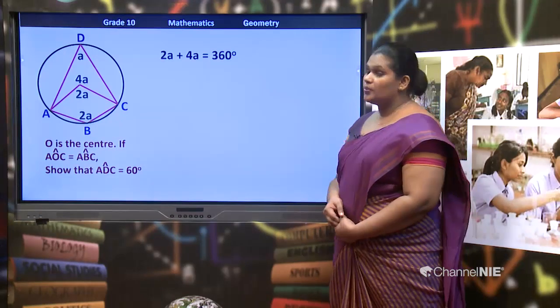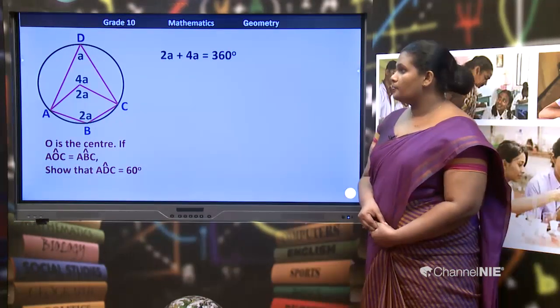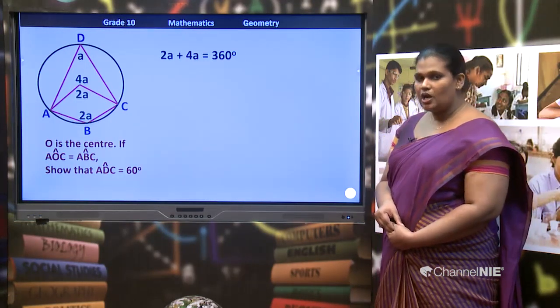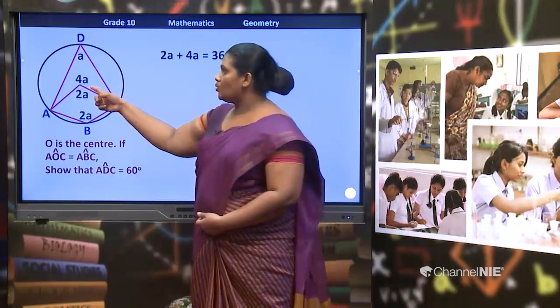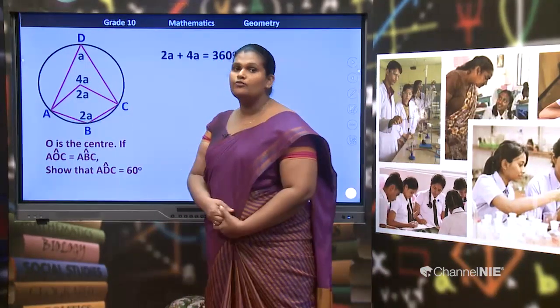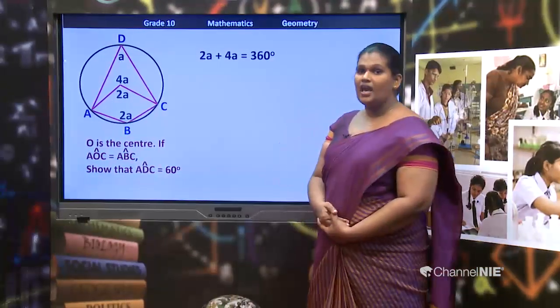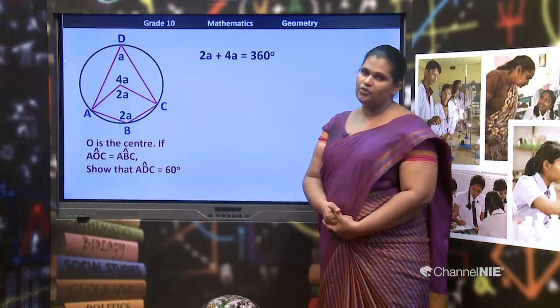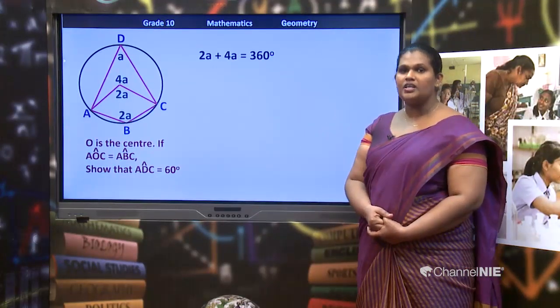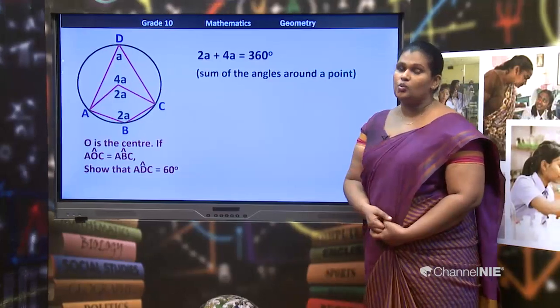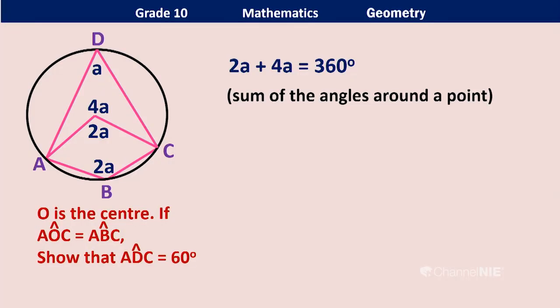Right. So, we can say 2A plus 4A is equal to 360 degrees. How did we get that? Here around O we have got 2A and 4A. When we add these two, it is the angle around a point. So, we know that the sum of the angles around a point is equal to 360 degrees. So, we get 2A plus 4A equals 360 degrees. You have to mention the reason: sum of the angles around a point.